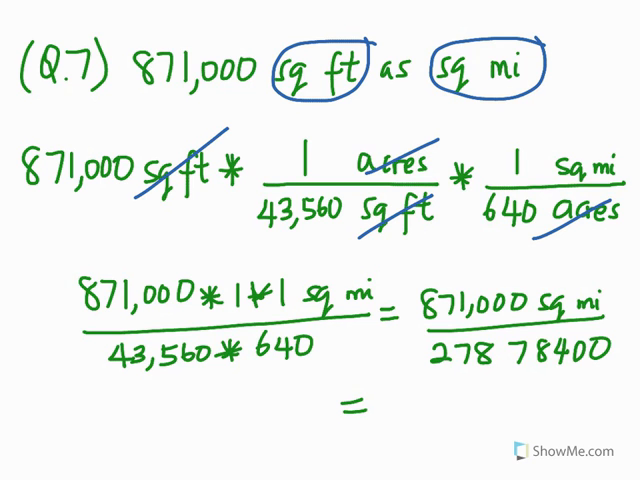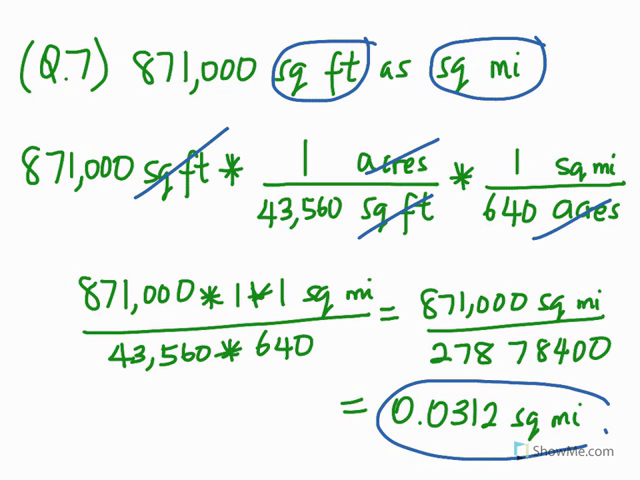So it will give us 0.031242282599 and so on. But you look at your question: how many significant digits does 871,000 have? It's 3 significant digits. So when you round your answer to 3 significant digits, you have 0.0312 square miles. And this becomes your answer.